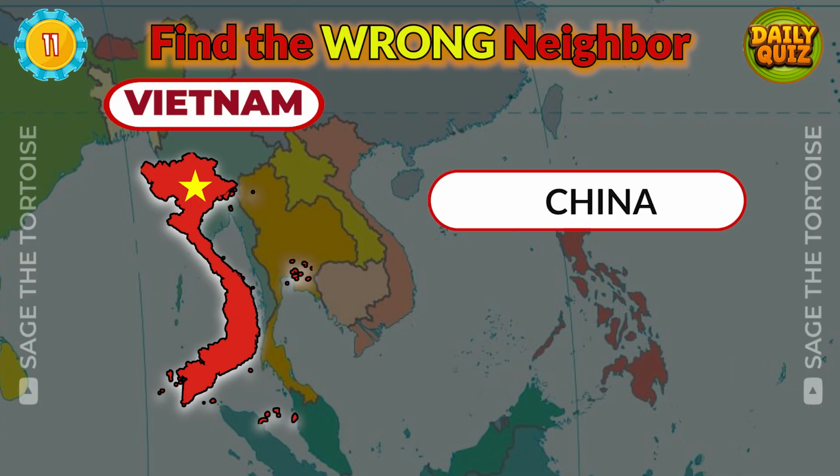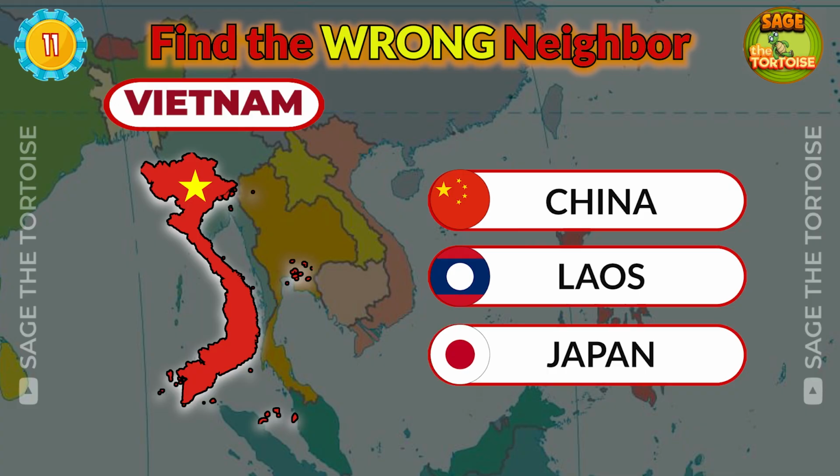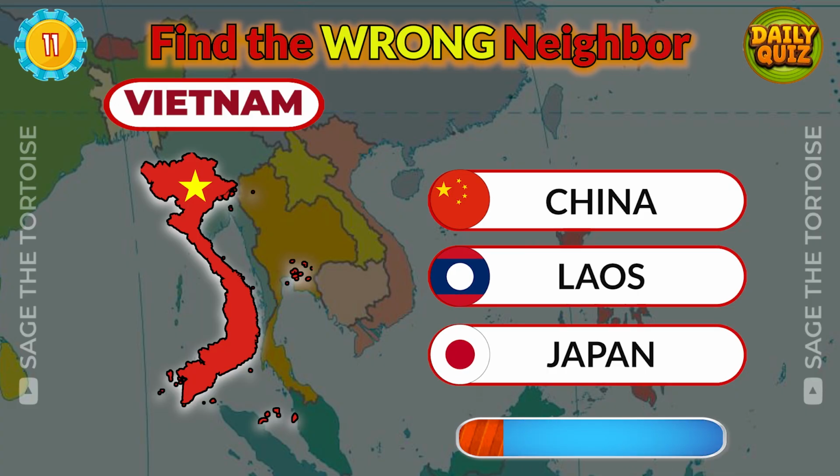Vietnam borders China, Laos, and Japan. Which one is wrong? The answer is Japan.